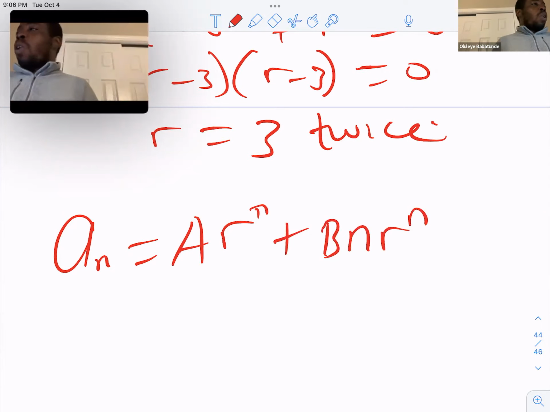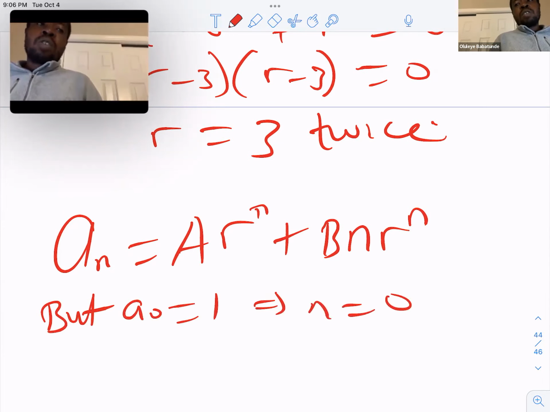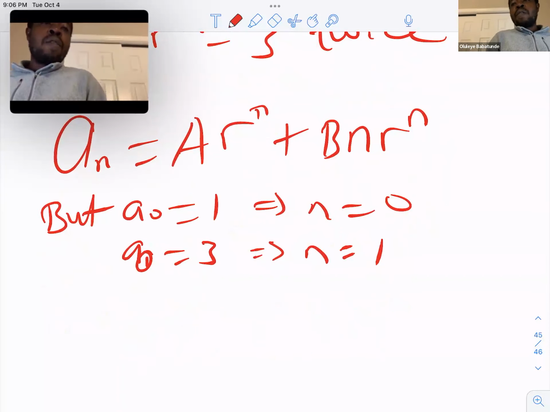Okay. And luckily we have our A naught, but A naught equals 1. That means that is when your N equals 0. And also your A1 equals 3. That is when your N equals 1.